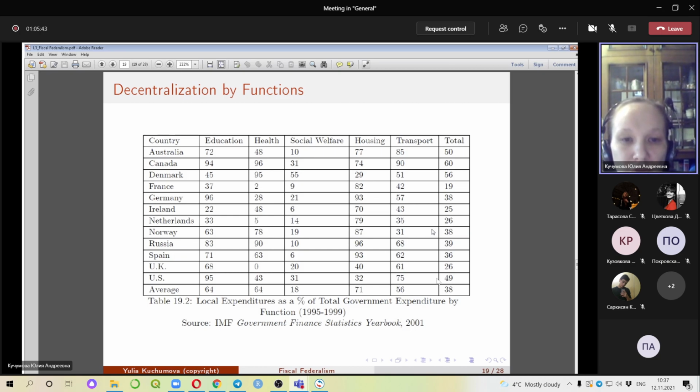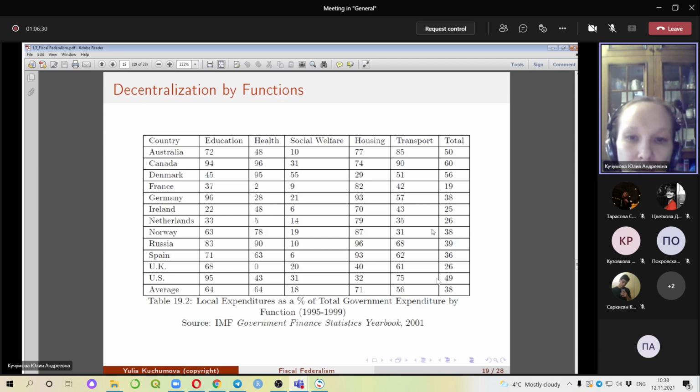So, and we look at different functions: education, health, social welfare, housing. You see that when we talk about expenditures on health, right? The number is quite small, just 2. What does it mean? It means that in France, the expenditures on health are provided mostly by the centralized government, right? As opposed to Russia, right? This number is 90, which means that in Russia, expenditures on health are financed mostly by the local governments, right?